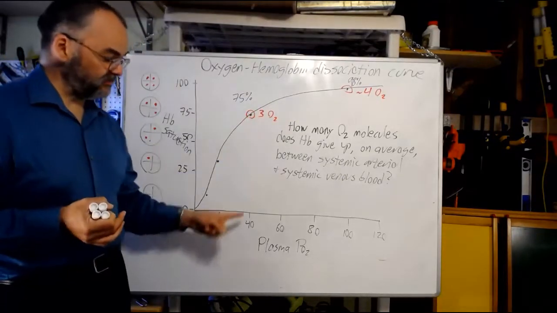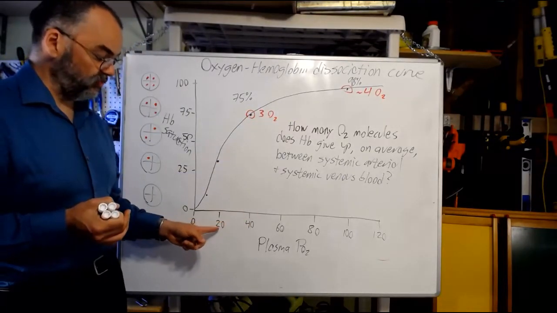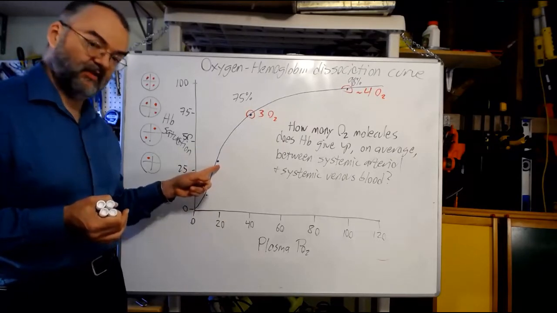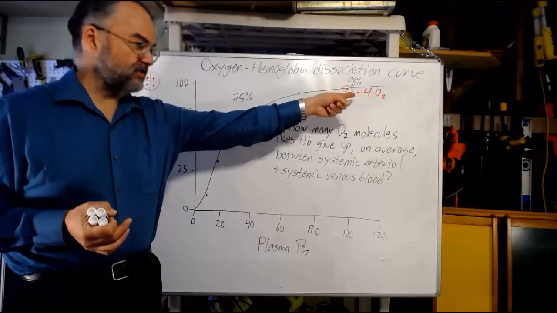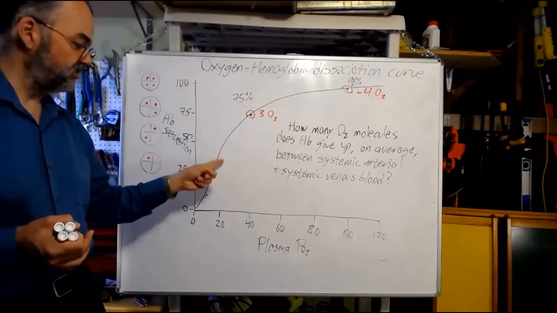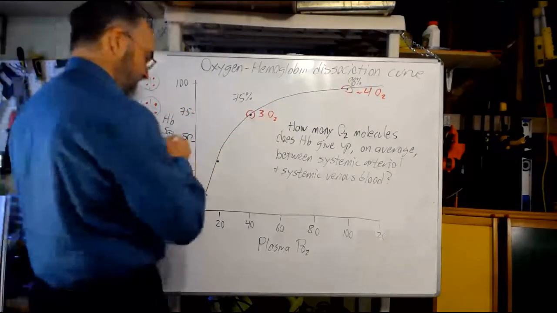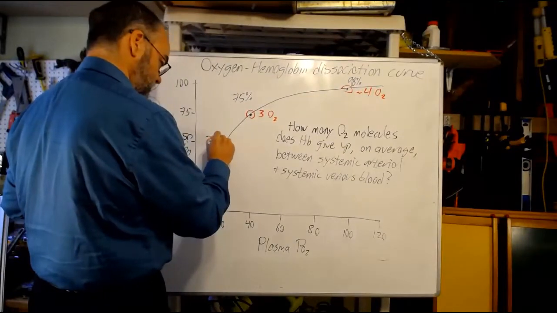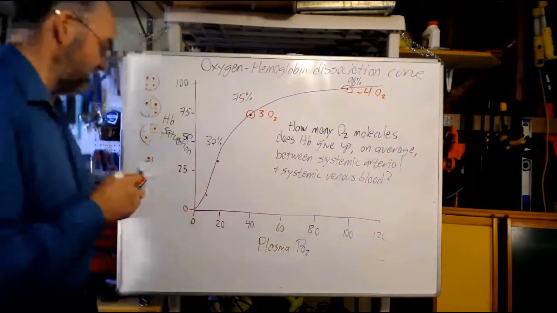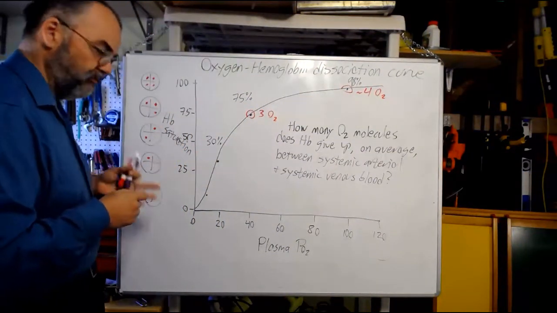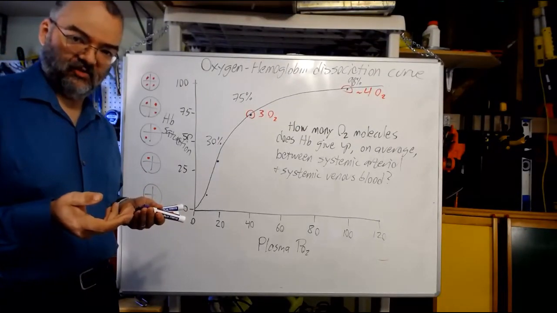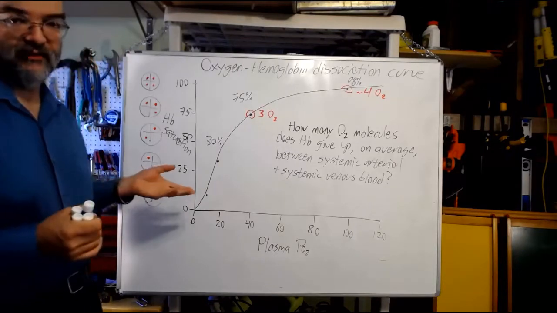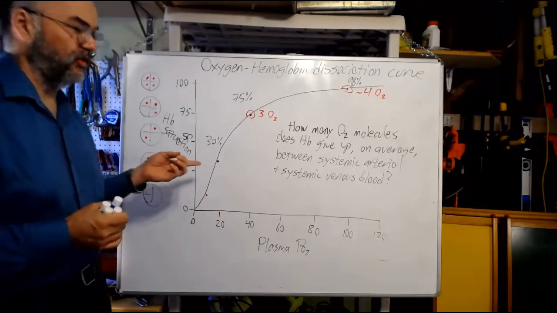And as plasma drops to a PO2 of 20, notice what happens to the hemoglobin saturation. We go from 4 in the systemic arterial blood to something more like 30% saturated here. 30% saturation is something like 1.1 oxygens per hemoglobin. 30% of 4, 1.2 actually, I think.